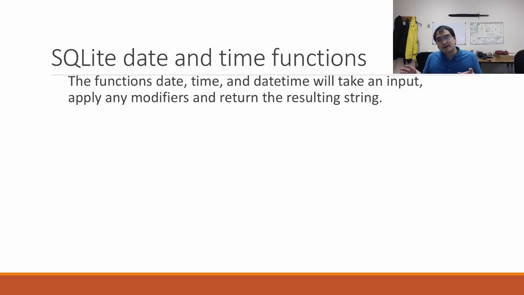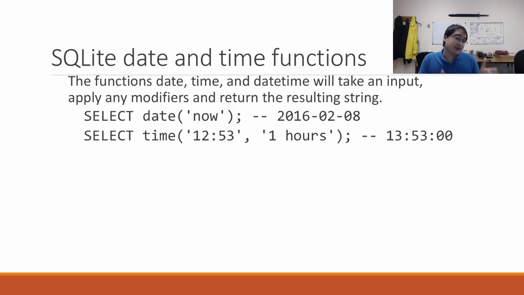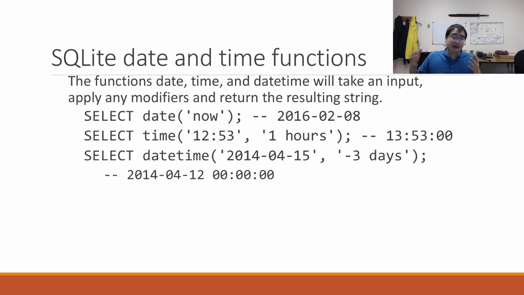So the way that these date time functions work is they take text as an input, apply any modifiers on it, and return the resulting string. They return an ISO 8601 representation of the time. So if I say select date now, it'll return some date, today's date, which will be different whenever you run it. You can also say select time, and you give a particular unit of time. So I say, hey, I want to have 12:53, and then you can specify a duration that says, oh, I want 1 hour from that time, and it'll return 13:53:00 seconds. You can also say select a date time, and you can provide a date and a duration, and it will give you back a date time ISO 8601 representation.